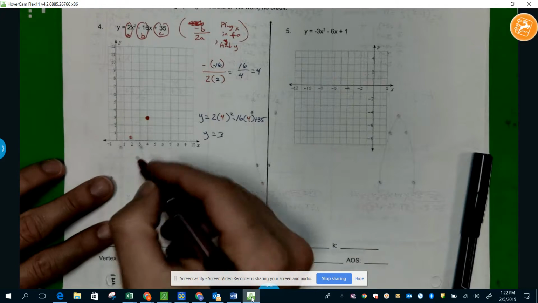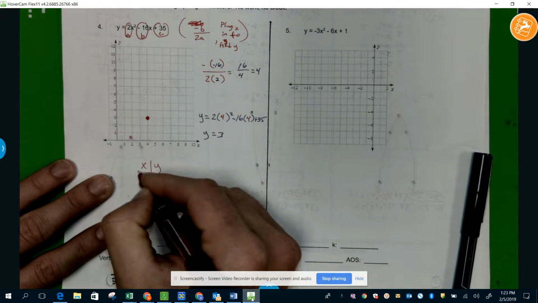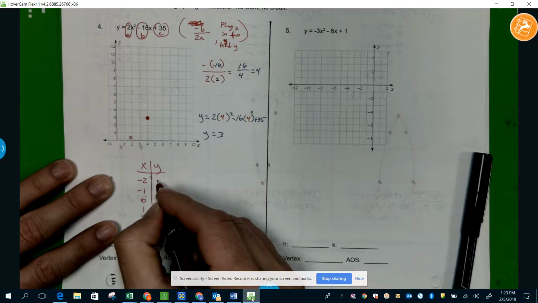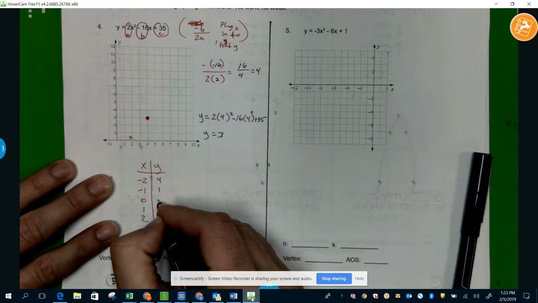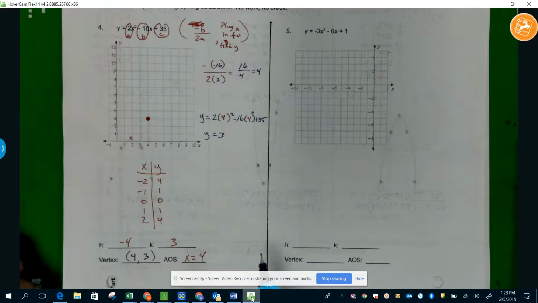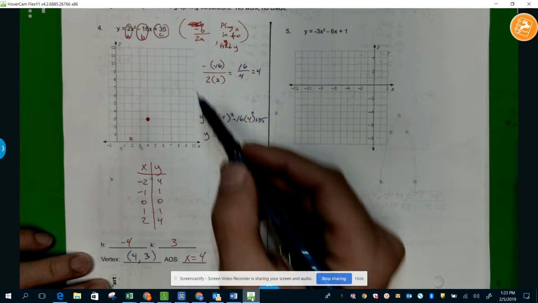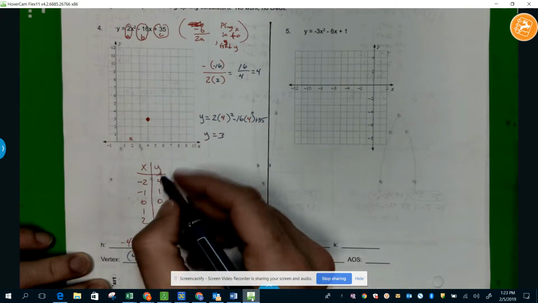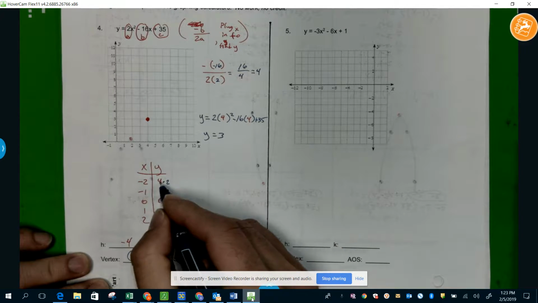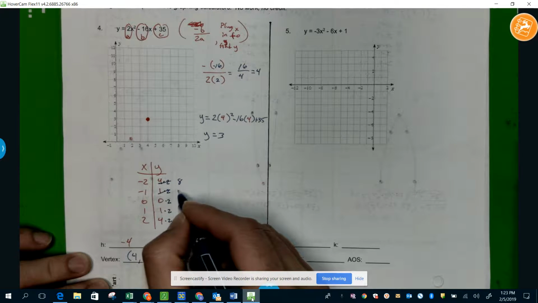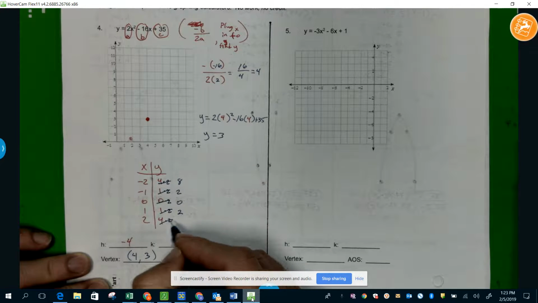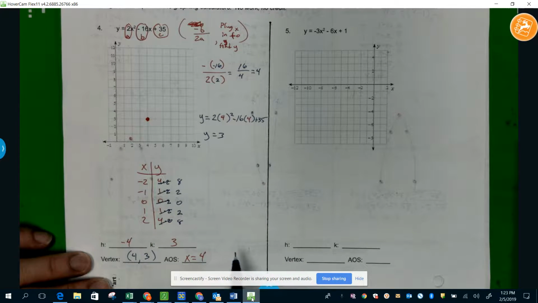All right, now to plot the rest of the coordinates, again, we're going to have to go back to our original parent function coordinates: negative 2, negative 1, 0, positive 1, positive 2, with y values 4, 1, 0, 1, 4. And we multiply our a value times all of the original y values. My a value here we determined was a 2. So we're going to multiply all these y values times 2, every one of them. 4 times 2 turns into 8. 1 times 2 is 2. 0 times 2 is 0. 1 times 2 is 2. 4 times 2 is 8. So these are the new coordinates I'm using.